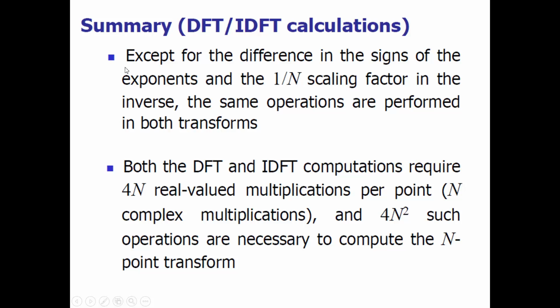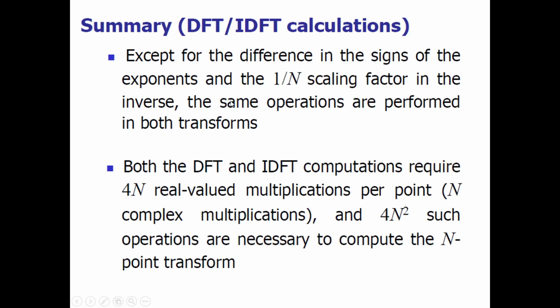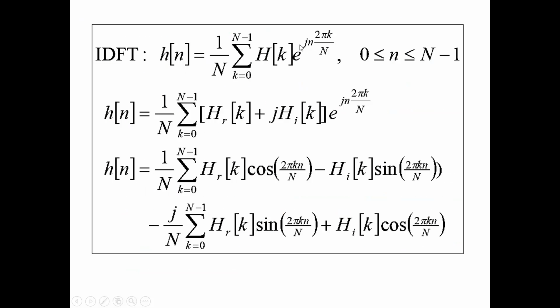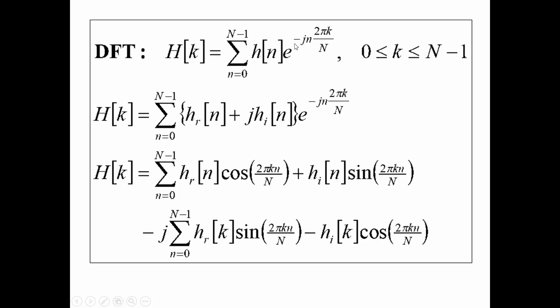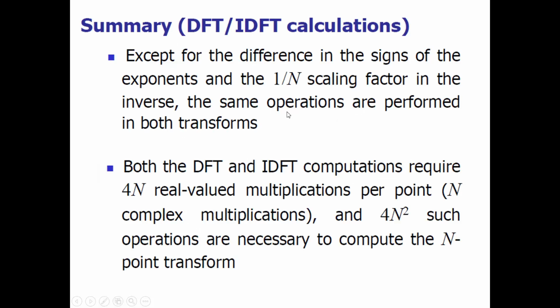Now, in the case of DFT and IDFT, except for the difference in the signs of the exponents and the 1 by N scaling factor, if you see here, there is no minus sign, but in the DFT sequence there is a minus sign. So except for this minus sign, the calculations involved in DFT and IDFT remain the same. The same operations are performed in both transforms. Both the DFT and IDFT computations require 4N real valued multiplications per point.